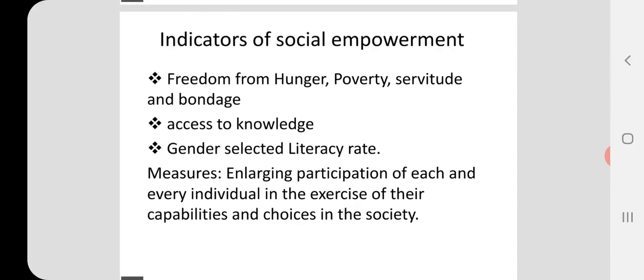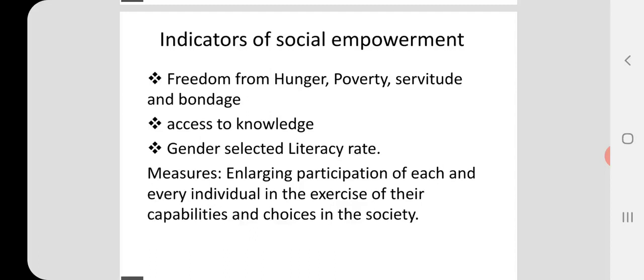Next, the indicators of social empowerment. What are the indicators of social empowerment? Freedom from hunger, freedom from poverty, freedom from servitude, and freedom from bondage. So these are the indicators of social empowerment. Next is access to knowledge. It also indicates the education facility of a state.